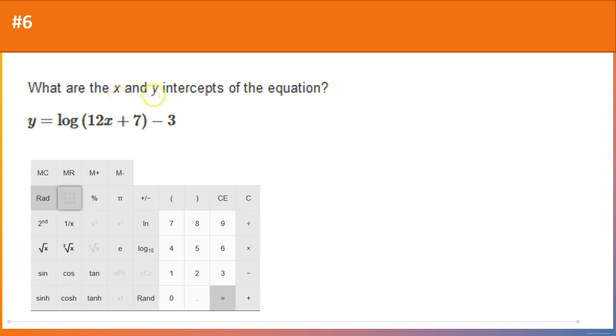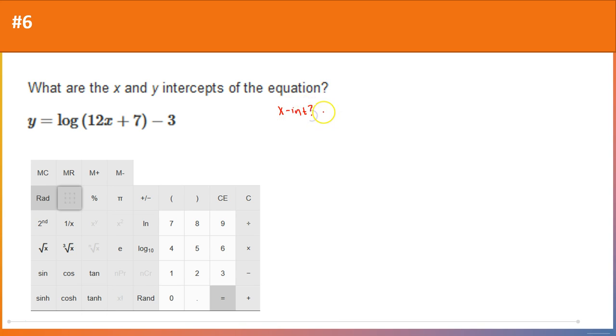So the x-intercept is where it hits the x-axis. The y-intercept is where it hits the y-axis. So that's one way to do it. Another way is to work it out algebraically. And so we're going to find the x-intercept first.